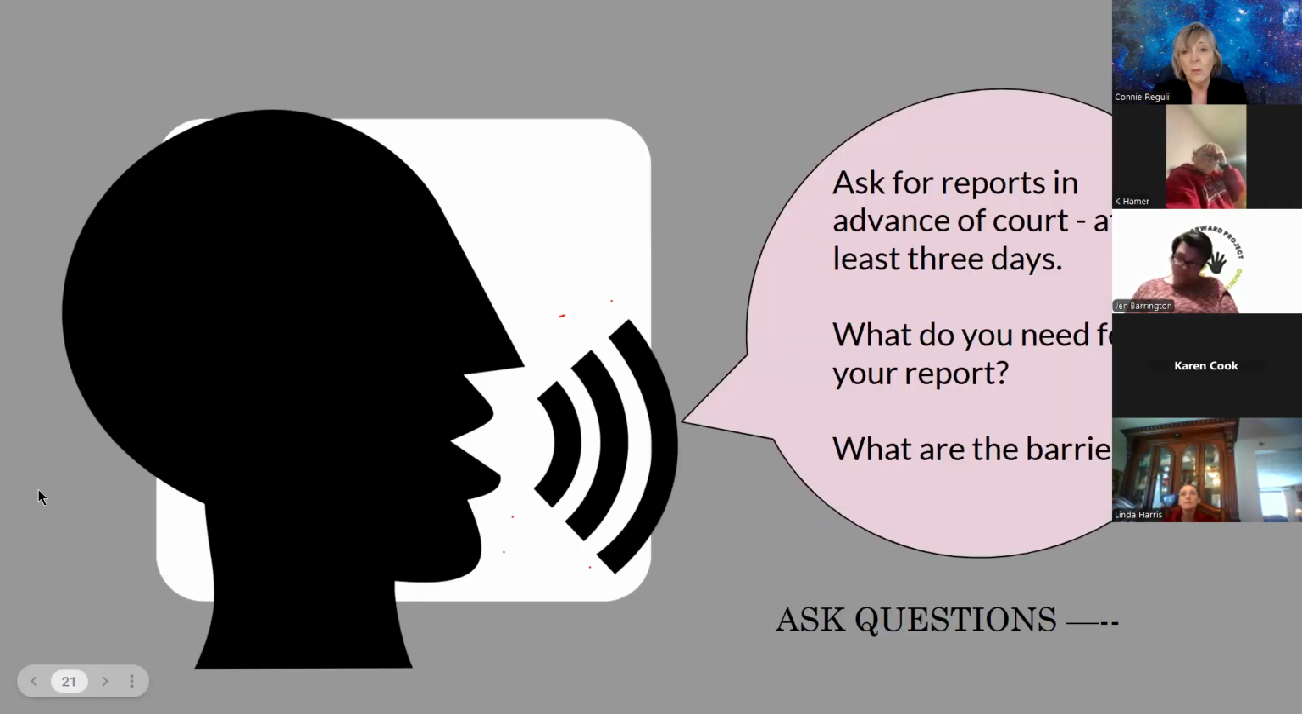All right, so what are some important things about these reports, especially these secret reports? You want to ask for reports in advance of court, at least 3 days. I actually filed a motion to prevent CASA from filing secret reports with the court because they put in these reports what they want the judge to know, and they're not giving the truth, and they're not educating the court about the parents. And you always, always want to ask, what are the barriers to getting my kids home?